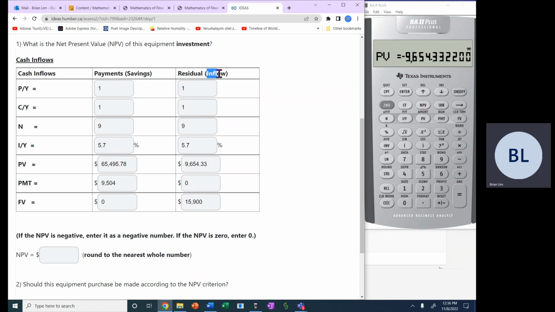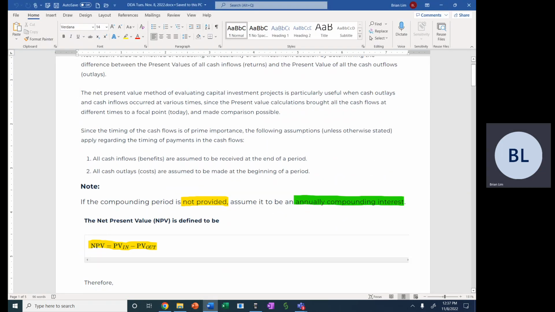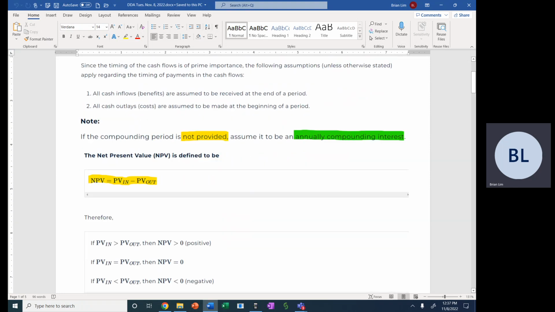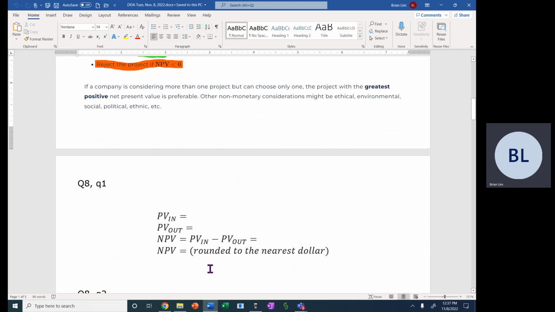Okay, now this is a saving and this is also a residual value, an inflow, as it is stated on the top here. So that is the present value in. So let us go to this here. I extracted it from the content on Blackboard, so that you will have a complete set of notes.